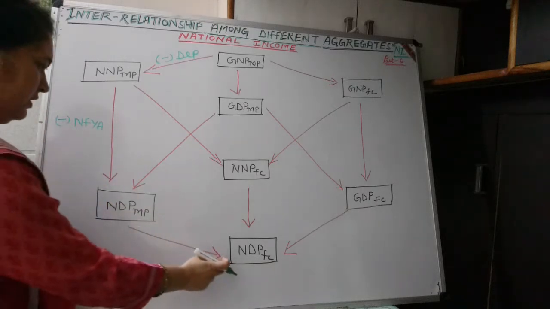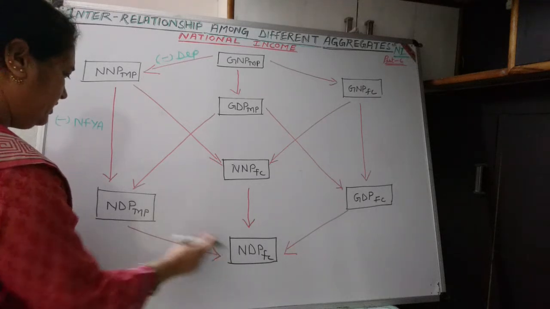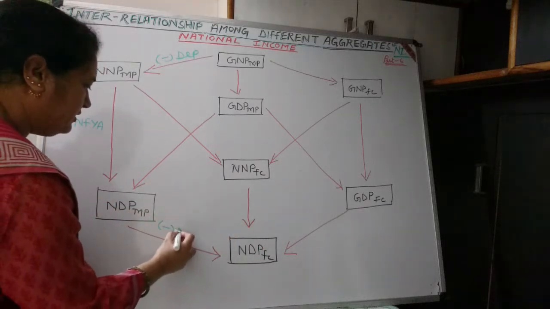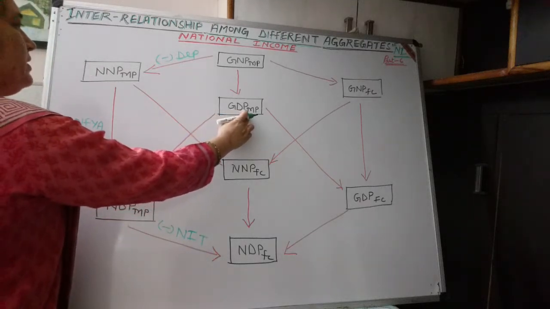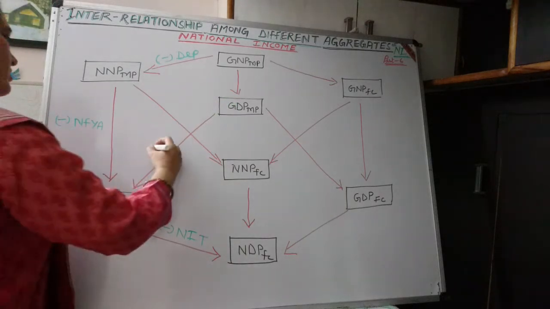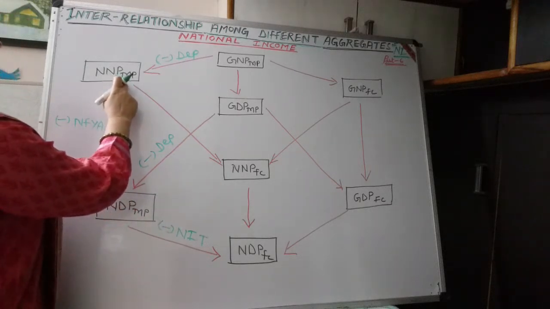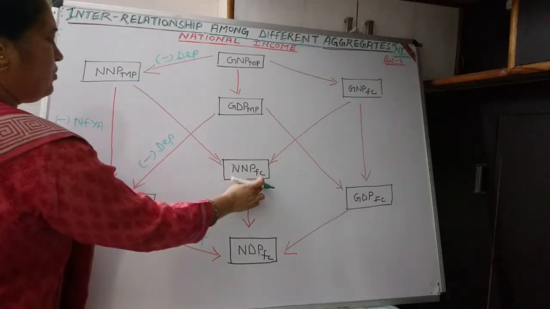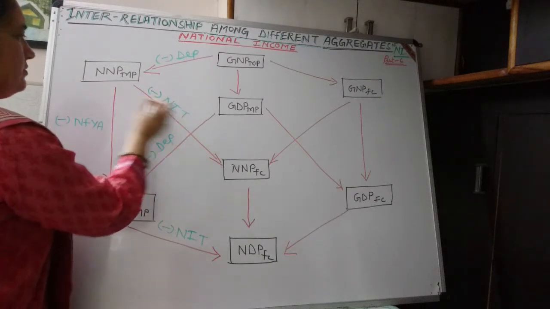Next, NDP at MP, we have to convert this aggregate into NDP at FC. We have to convert market price into factor cost, minus net indirect taxes. We have to convert GDP at MP into NDP at MP. We have to convert gross into net, minus depreciation. Here we have to convert NNP at MP into NNP at FC. We have to convert market price into factor cost, minus net indirect taxes.